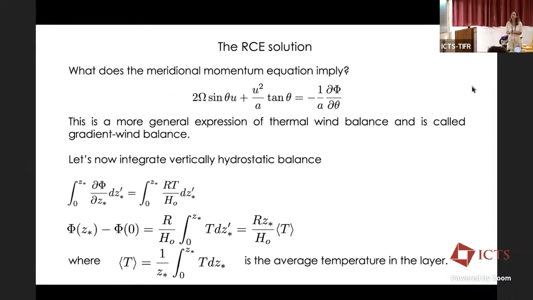So what does the meridional momentum equation imply? This is a more general expression of thermal wind balance. It's basically a statement that you get zonal winds that are in balance with the meridional geopotential gradient. And you also have the metric term, so we refer to this balance as gradient wind balance.